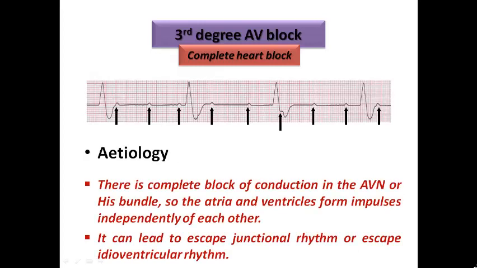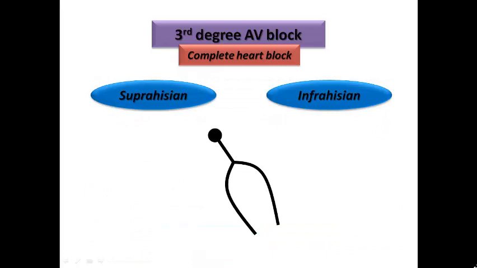And of course, as we know, the etiology here is the complete block of conduction in the AV node or the His bundle. So the atria and the ventricles are independent from each other, and the ventricle is paced by an escape rhythm. So we have two patterns of complete heart block, which are anatomical types according to the level of the blockade. We have suprahisian and infrahisian. From their names, we can expect what is meant by each one of them.